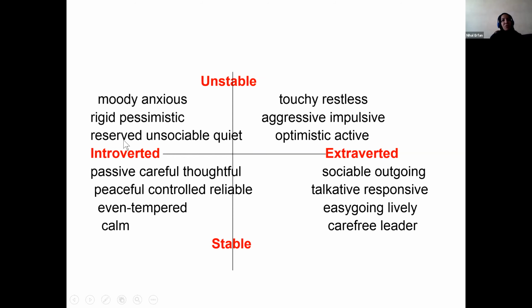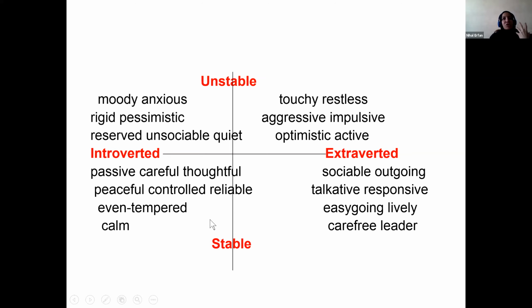So in this upper quadrant here are people that are moody, anxious, rigid, pessimistic, reserved, unsociable, and quiet. Unstable and extroverted, and people are restless, aggressive, impulsive, active. Here you have people that are passive, careful, thoughtful, even-tempered, and calm. So not too bad. Okay, so choice number 1, probably choice number 2, because both are on the stable end. So you want to be on the stable end.